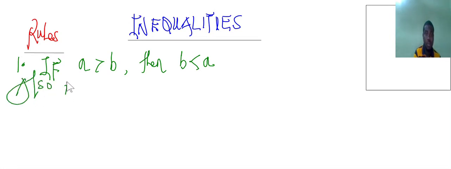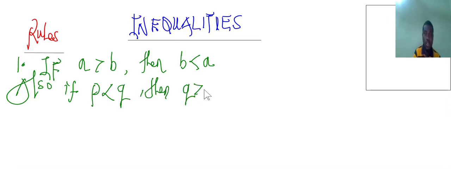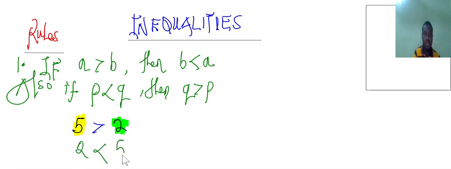Also, if let's say p is less than q, then we can write q is greater than p. Let's use numbers so we'll be able to understand what we're talking about. Let's say, for instance, 5 is greater than 2. Then if we swap the position, position wise, and we decide to bring 2 here. So we said 5 is greater than 2. So if we decide to start the narrative with 2, then obviously we can say 2 will be less than 5. So that's the idea of swapping.